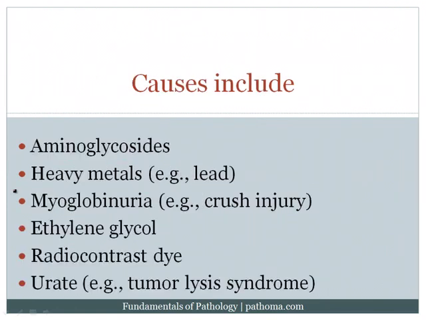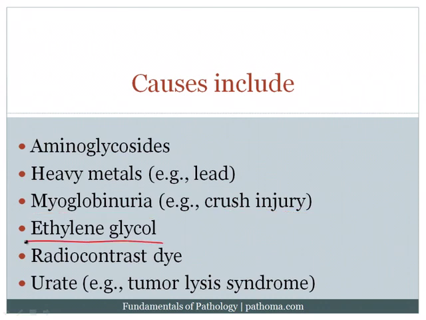Now, some of the important causes of nephrotoxic acute tubular necrosis include aminoglycosides, and you're well aware from your pharmacology studies that aminoglycosides can cause renal damage. Heavy metals can do it. For example, lead poisoning can cause an acute tubular necrosis. Myoglobinuria can do it. Patients who have crush injury release myoglobin into the blood, and that can damage the kidney, causing an acute tubular necrosis.